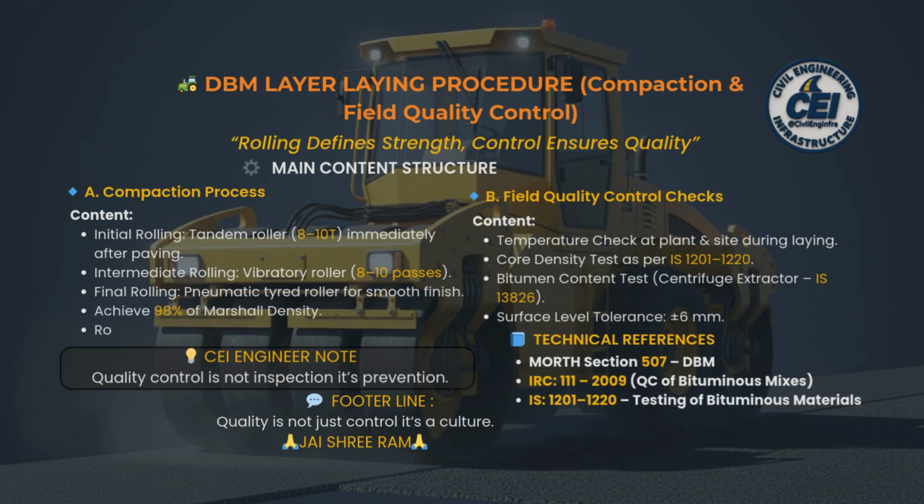Achieve 98% Marshall density, and finish before mix temperature drops below 100 degrees Celsius. CEI Engineer Note: quality control is not inspection, it's prevention. B. Field quality control. Temperature check at both plant and site. Core density tests IS 1203-1220. Bitumen content test using centrifuge extractor IS 1388-6. Surface level tolerance plus or minus 6 mm.